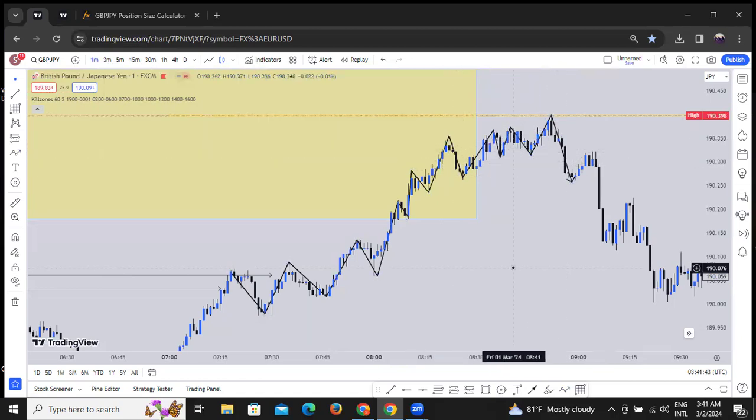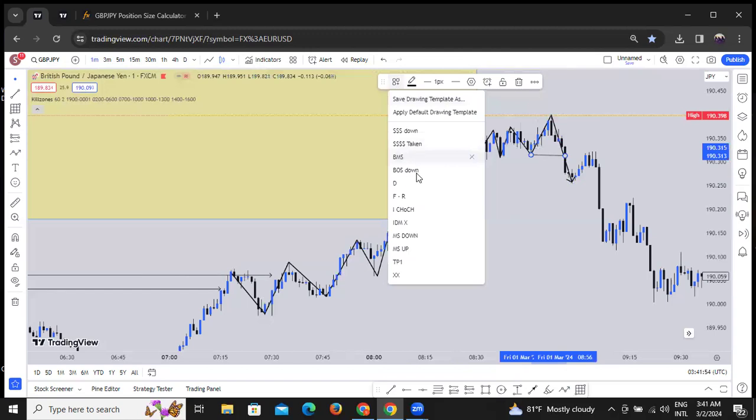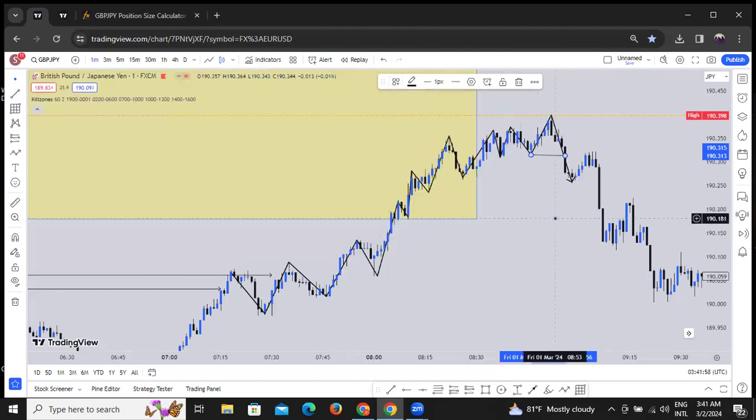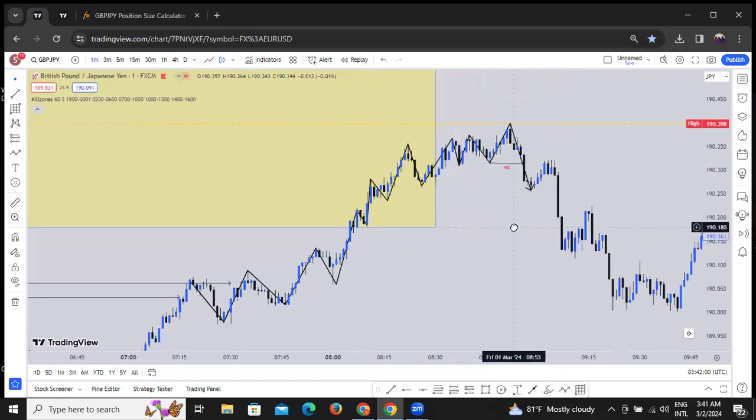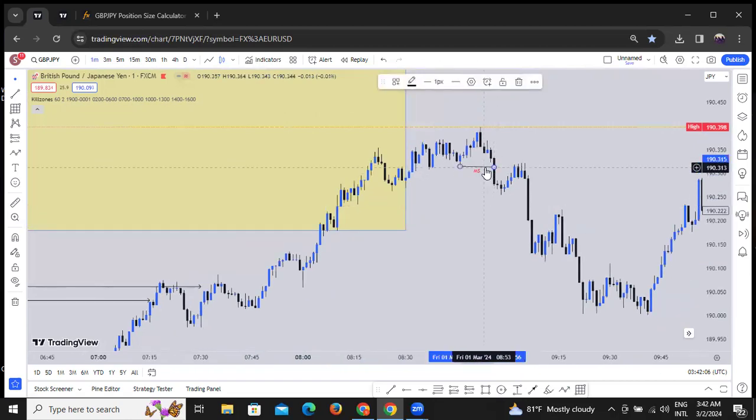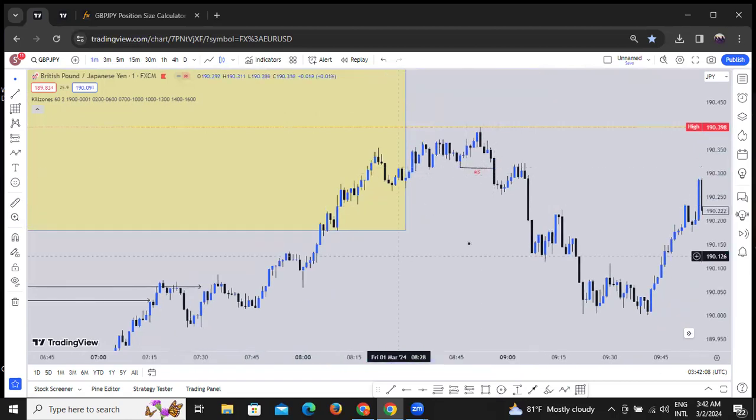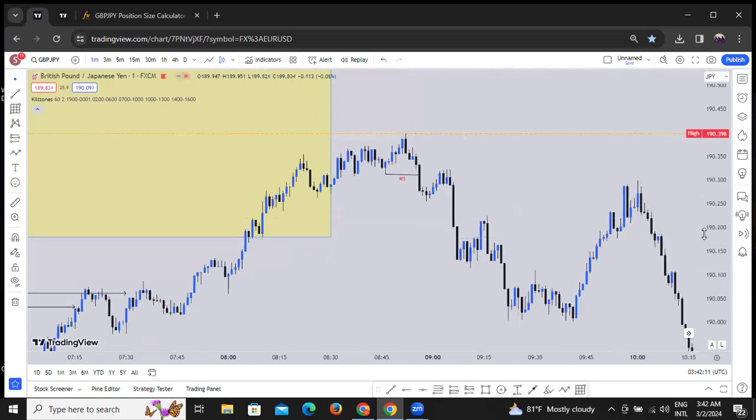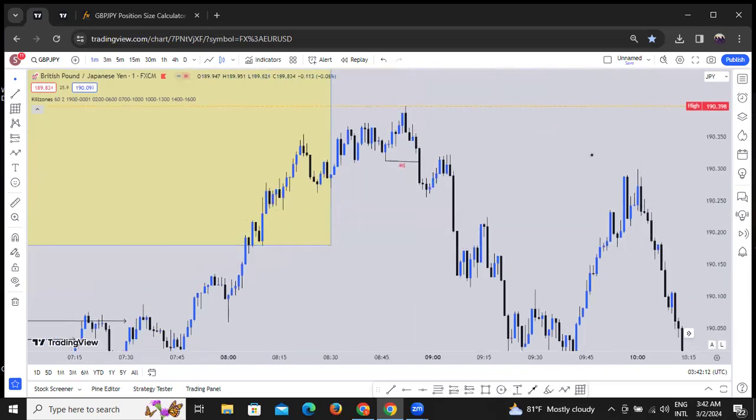Then right here we have this market shift. Right here, we have this market shift, and this is exactly what I needed to see. Okay, there I have my setup.